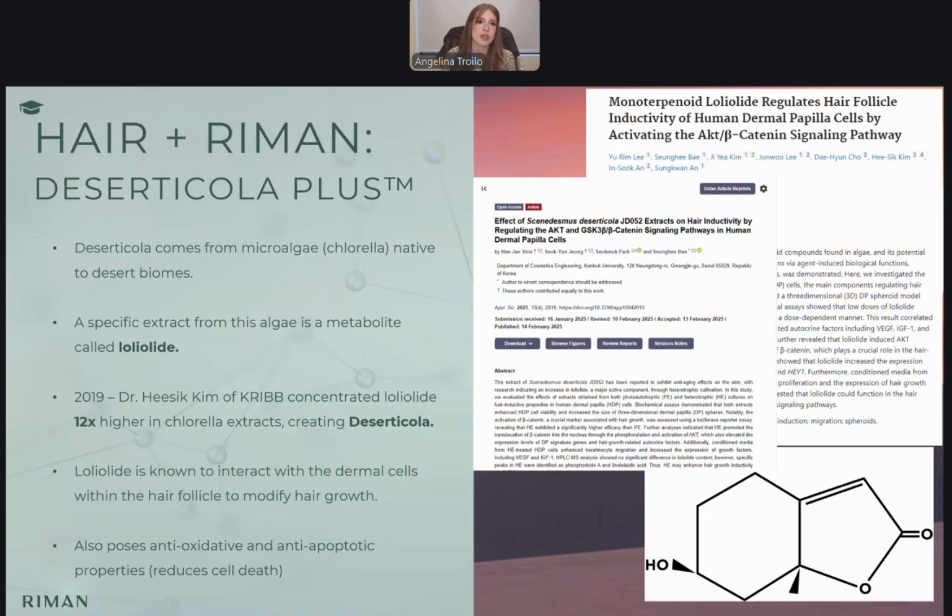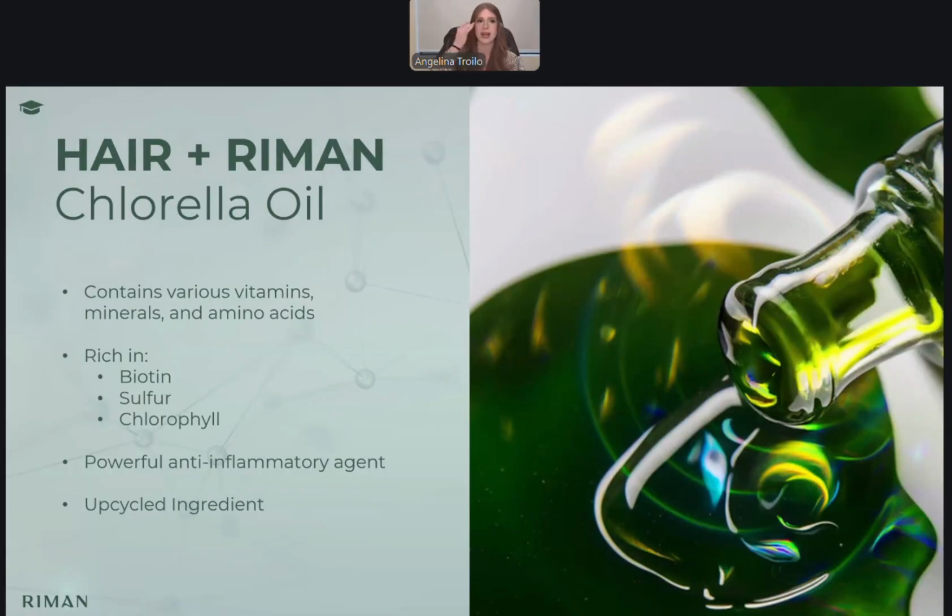Now, alongside the deserticola plus, we also have chlorella oil in the formulation, and this is another microalgal extract from the same microalgae. It is so rich in phytonutrients. It has vitamins, chlorophyll, amino acids, minerals, but it's specifically rich in the chlorophyll, the biotin, and sulfur as well. In its vitamin content, it's actually rich in vitamin A, which may help produce and also regulate sebum production. It contains all 9 essential amino acids, which are the building blocks for protein synthesis. And we have the chlorophyll for antioxidant care, for hair protection.